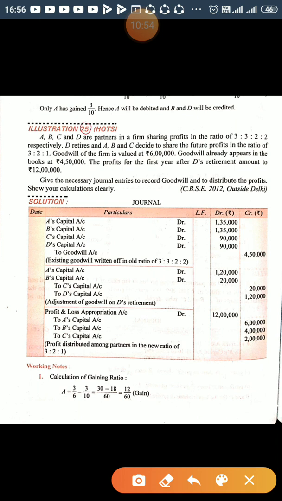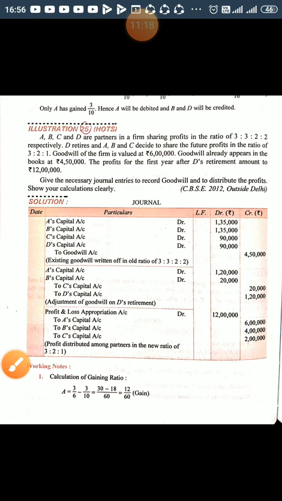A, B, C, D are the partners, and the profit sharing ratio is 3 is to 3 is to 2 is to 2 respectively. D retires, and A, B, and C decided to share future profit in the ratio of 3 is to 2 is to 1. So in this question, the new profit sharing ratio and old profit sharing ratio have been given. Apart from this, the question also talks about goodwill: the value of goodwill at the time of retirement is 6 lakh.